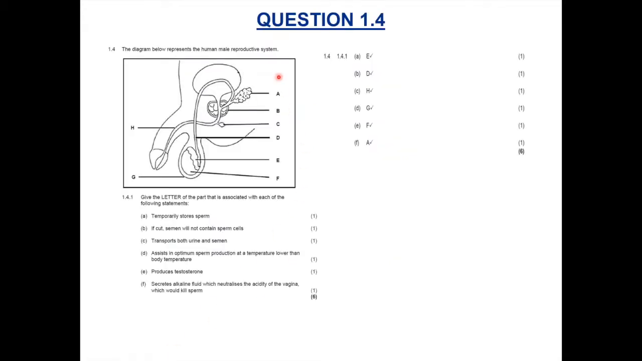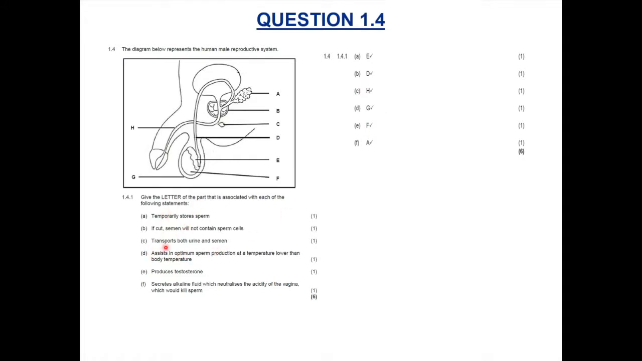Right, question 1.4. The diagram below represents the human male reproductive system. 1.4.1. Give the letter of the part that is associated with each of the following statements. Temporarily stores sperm. We know that temporarily stores sperm, that's the epididymis. They only want the letter, so E. If cut semen will not contain sperm, yes, that we know is D. Of course, that's the vas deferens. They only want the letter D.